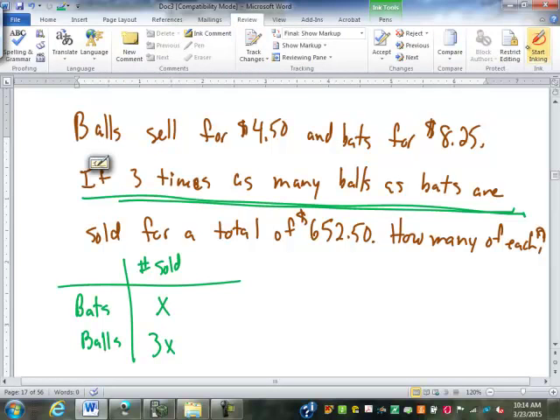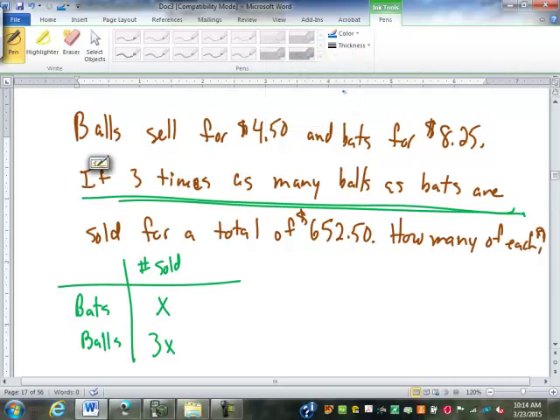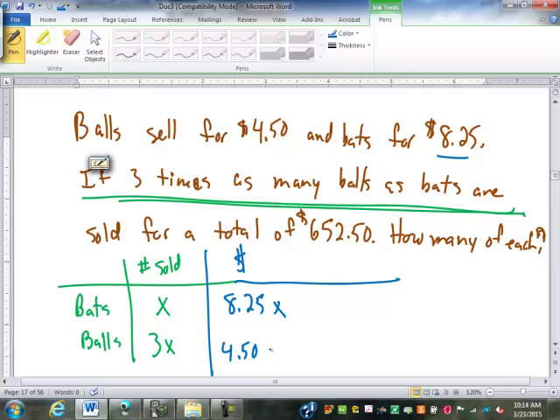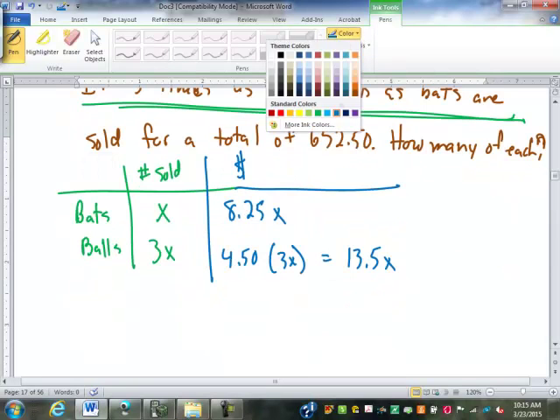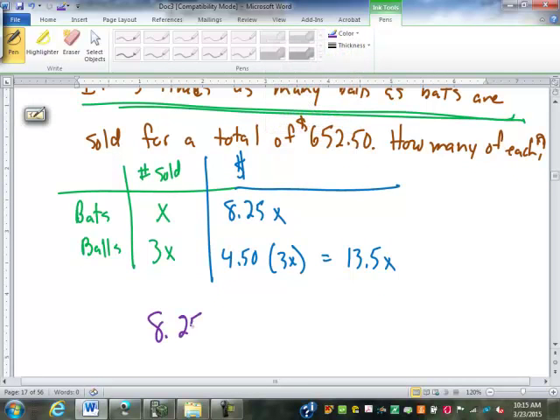Now the next thing we need to know is the money, because we're not told the total number sold, we're told the total dollar amount. So we need to convert that into dollars. The dollars for bats would be x times the cost per bat. So $8.25 times x is the amount of money from the bats. The money from the balls would be the cost of $4.50 times 3x, or 13.5x. And we know that those two have to add up to $652.50. So 8.25x plus 13.5x equals 652.50.